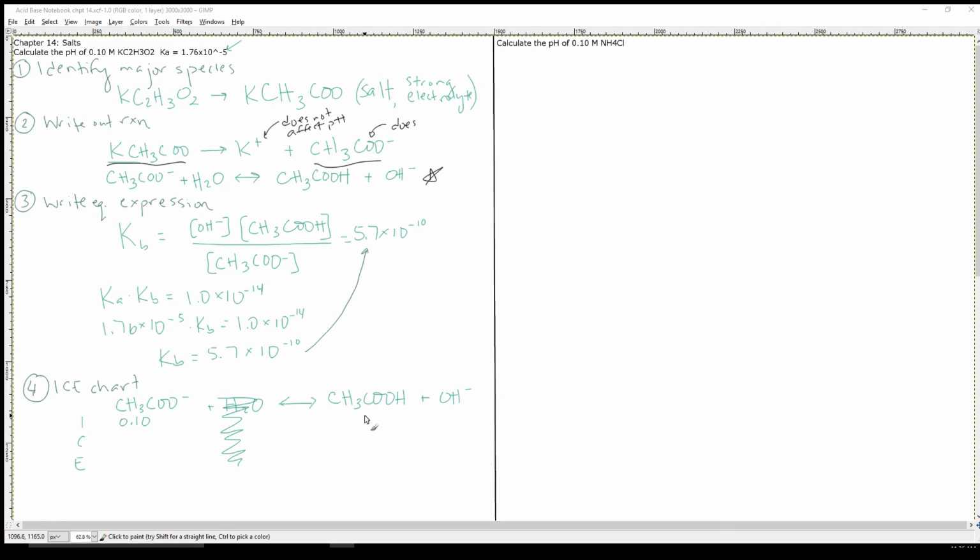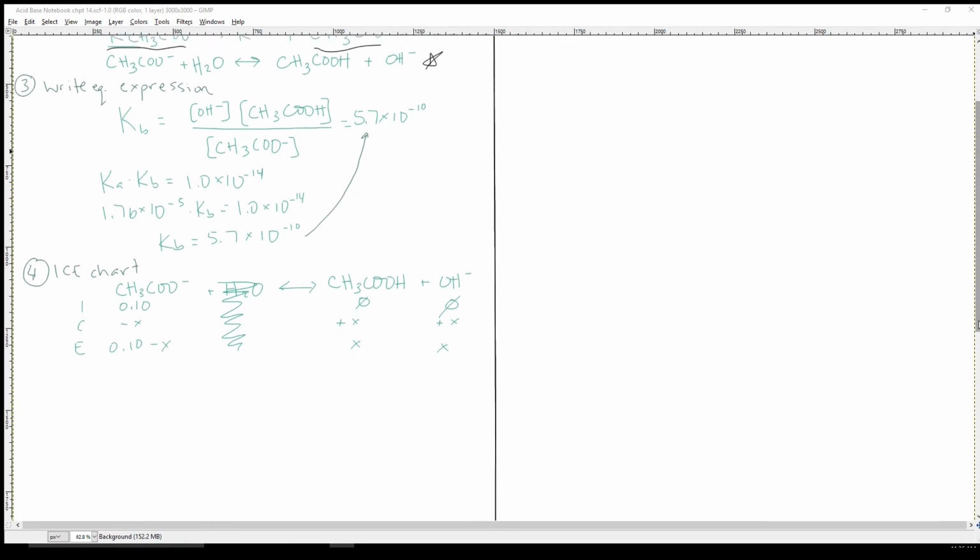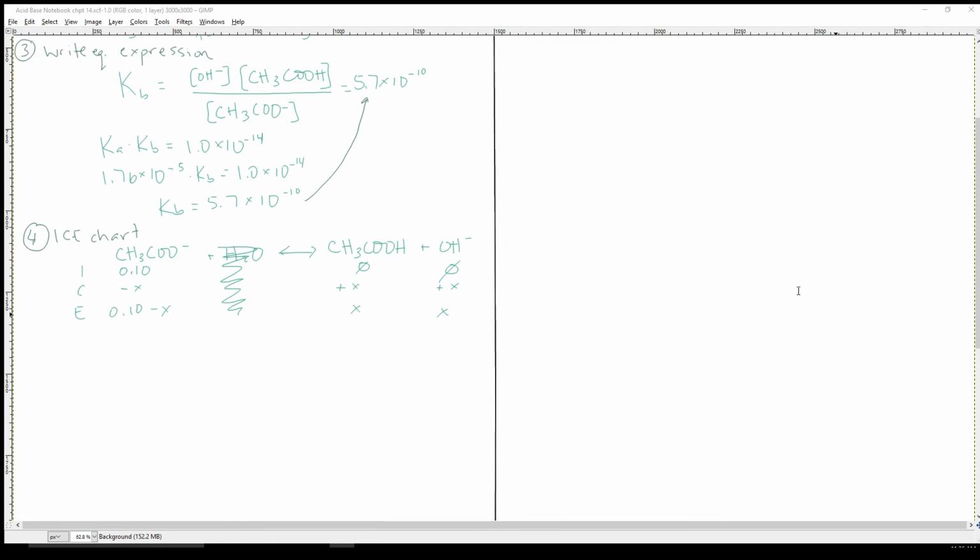And I know at the very beginning it has not fallen apart at all, so there's nothing there. I don't know anything at equilibrium, so those become x's. And I end up with 0.10 minus x, x, and x. Okay, so let's scroll down a little bit. So now that I have that, I'm going to plug into my equilibrium expression.